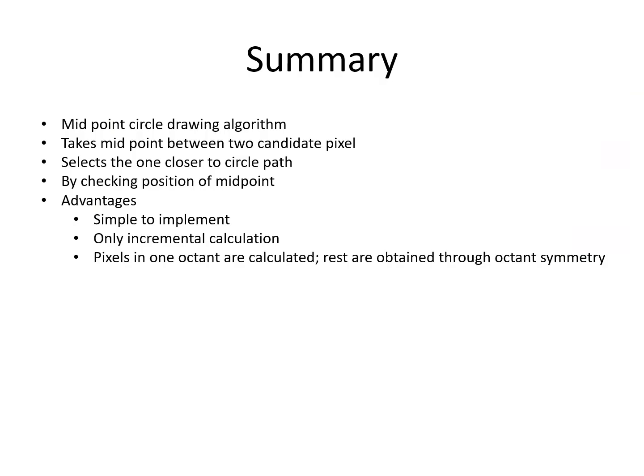Continue the loop till y is equal to x. So in summary, we have seen the midpoint circle drawing algorithm, which is a very simple algorithm. It takes the midpoint into consideration between the two candidate pixels, and selects the one which is closer to the circle path by checking the position of the midpoint. It is simple to implement. It uses incremental calculation. Pixels in one octant are calculated and the rest are obtained by symmetry. Thank you.